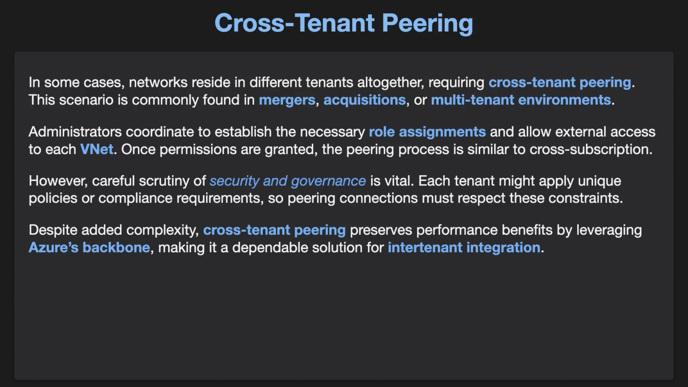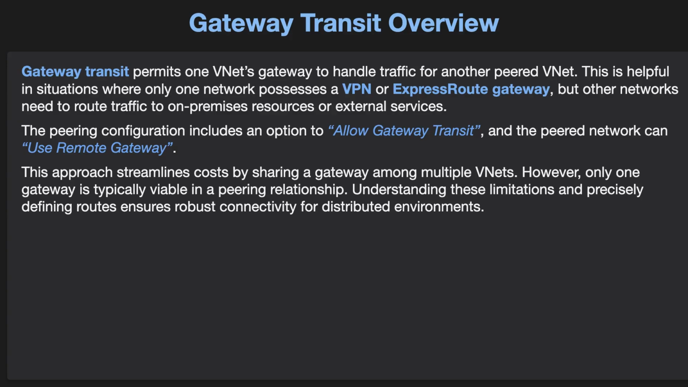Despite added complexity, cross-tenant peering preserves performance benefits by leveraging Azure's backbone, making it a dependable solution for inter-tenant integration. Gateway transit permits one VNet's gateway to handle traffic for another peered VNet. This is helpful in situations where only one network possesses a VPN or ExpressRoute gateway, but other networks need to route traffic to on-premises resources or external services.